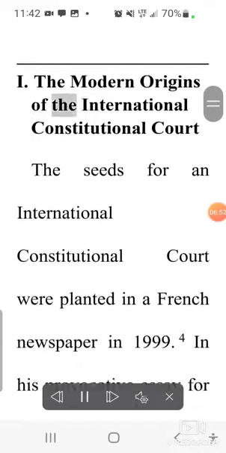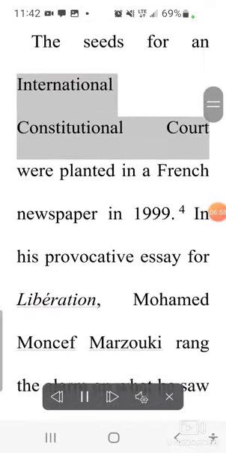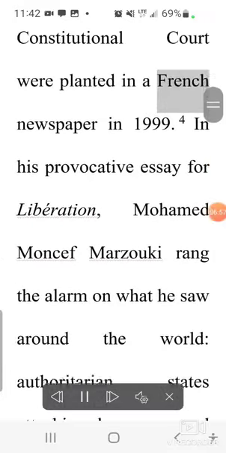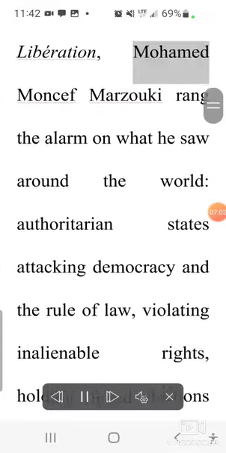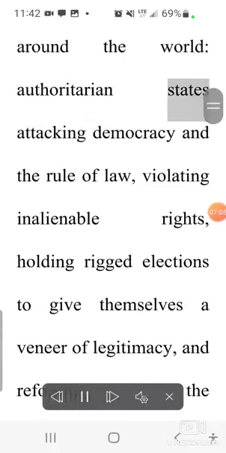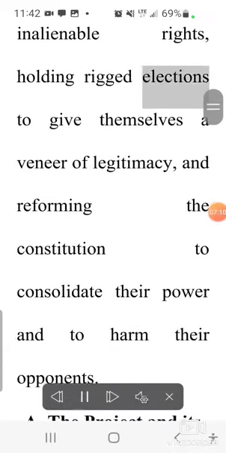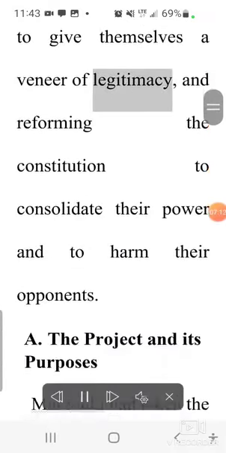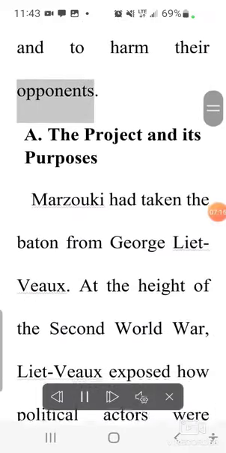The modern origins of the International Constitutional Court. The seeds for an international constitutional court were planted in a French newspaper in 1999. In his provocative essay, For Liberation, Mohamed Monsef Marzouki rang the alarm on what he saw around the world: authoritarian states attacking democracy and the rule of law, violating inalienable rights, holding rigged elections to give themselves a veneer of legitimacy, and reforming the constitution to consolidate their power and to harm their opponents.